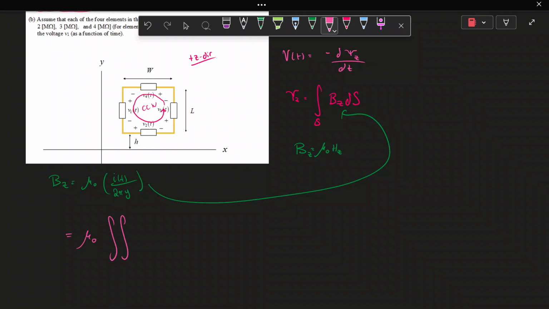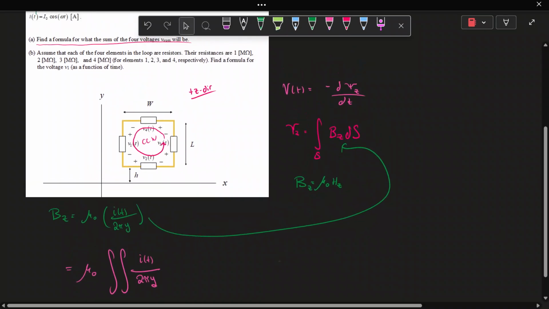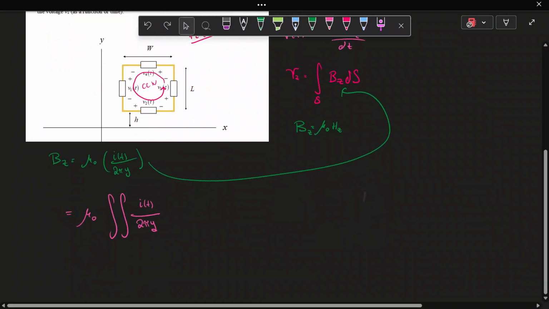integral. Why double? Well, we have a surface integral. Surface integrals are double integrals of I of t over 2 pi y. And now we have to figure out, how are we going to integrate this? What are we going to integrate this over? Well, in our case, we're given an xy coordinate in our Cartesian plane. So we're going to say dx dy.